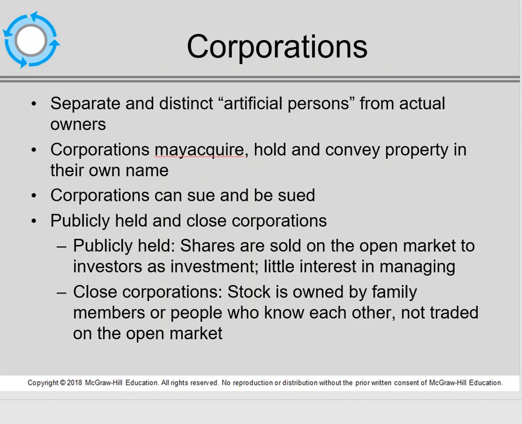It's completely different with the second type of corporation, a close corporation. Here, stock is owned by family members or people who know each other, and thus, since it's closely held, shares are not actively traded on the open market. Owners or shareholders of closely held corporations do have management and control.